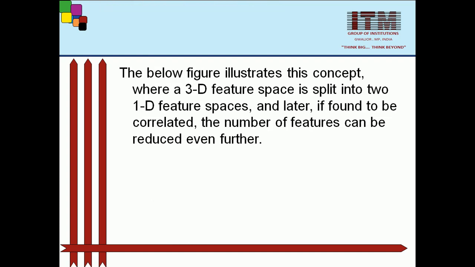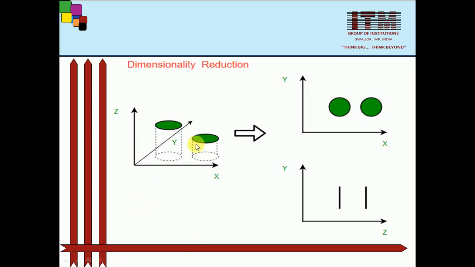The diagram explained below illustrates this concept, where a 3D feature space is split into 2D and then into 1D feature spaces, and later if they are found to be correlated, the number of features can be reduced even further. This is the dimensionality reduction being performed. This 3D object is converted to 1D feature spaces, and if they are correlated, then further dimensional reduction may be done over them. So, this is the dimensionality reduction example, where these 3D objects are reduced to a lesser dimension.